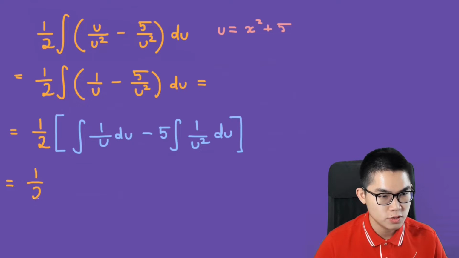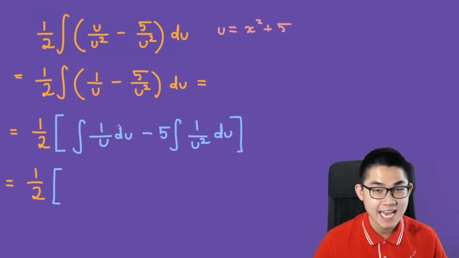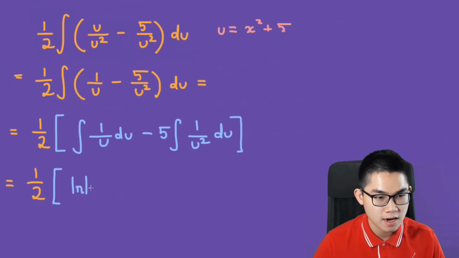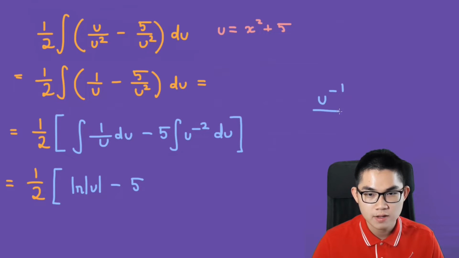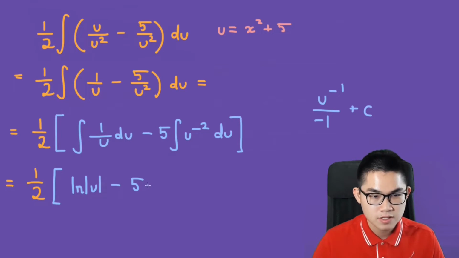We get 1 over 2 times, what is the antiderivative of 1 over u du? Well, it's going to be the ln of the absolute value of u, then minus 5. First of all, I'm going to rewrite this as u to the power of negative 2. So that way, it's easier to find the antiderivative. So the antiderivative of this is what? It's going to be u to the power of negative 1 over negative 1 plus c. So this is times negative 1 over u plus c.